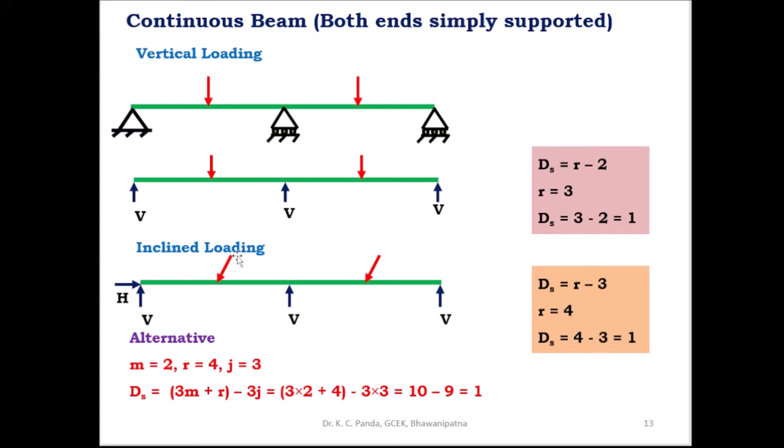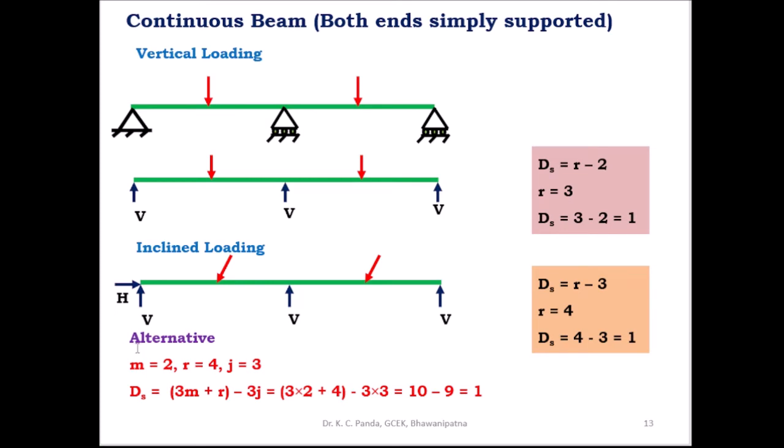Similarly, when the continuous beam is subjected to inclined loading, at the hinge support there is the horizontal reaction component and also the vertical reaction component, and at the roller support there is only the vertical reaction component. The degree of static indeterminacy you can find using the expression ds is equal to r minus 3. So here r is equal to 4, ds is equal to 4 minus 3, so this is equal to 1. So this is a statically indeterminate structure.